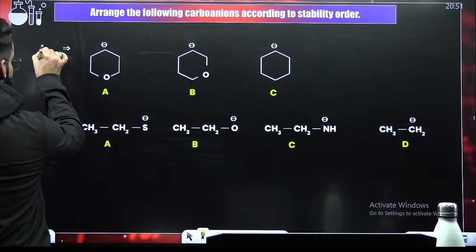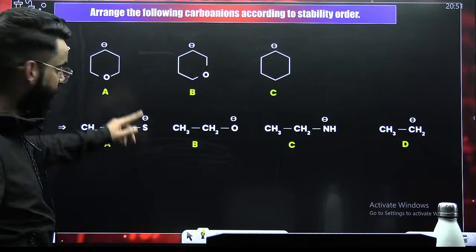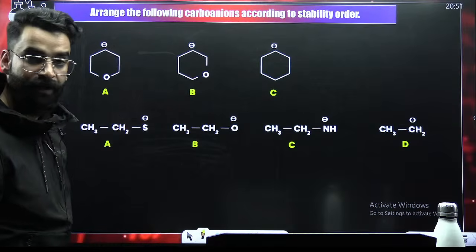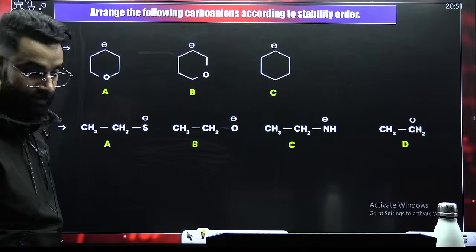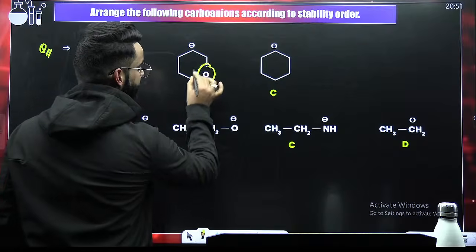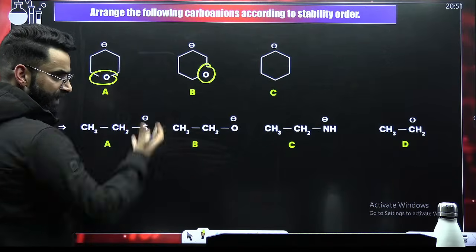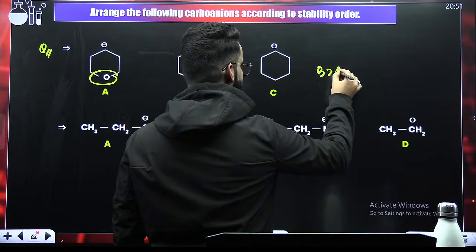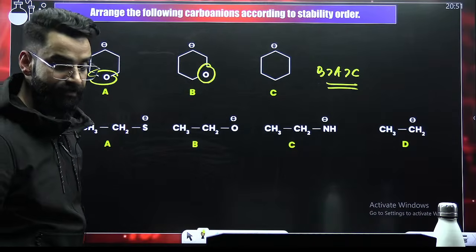Tell me the order of this question. Again, there's a negative charge here, negative charge here, negative charge here. Correct? And carbanions are stabilized by electron withdrawing groups. Here you have got oxygen, comparatively closer. There is no oxygen here, right? Oxygen is withdrawing. So I would say B will be maximum stable, followed by A, followed by C, because electron withdrawing groups stabilize the carbanion.